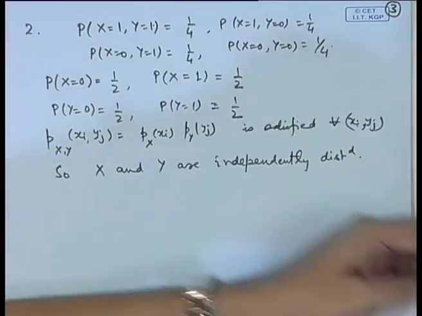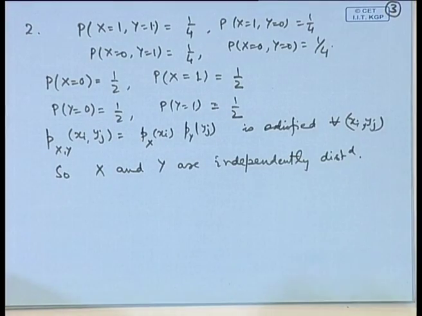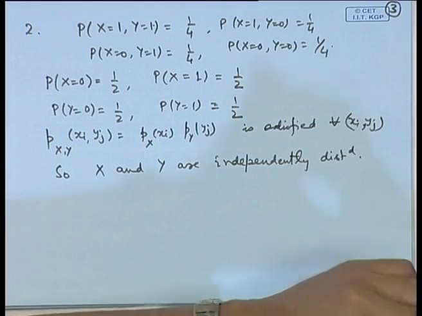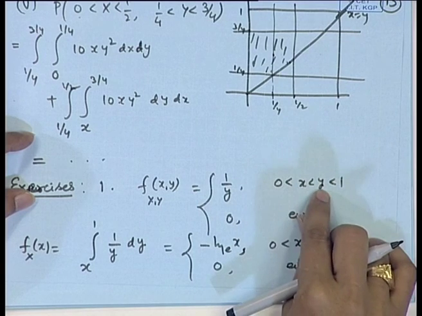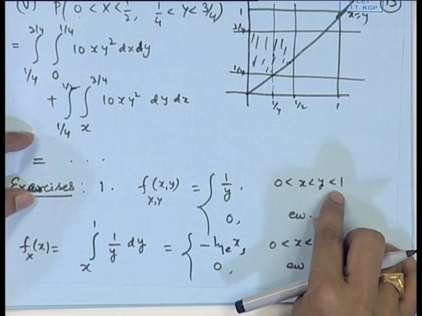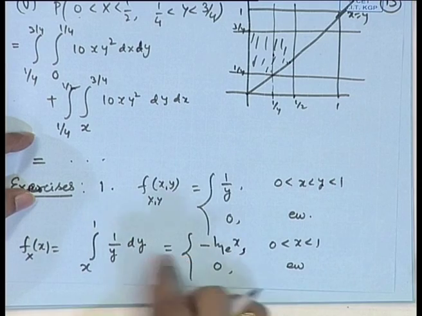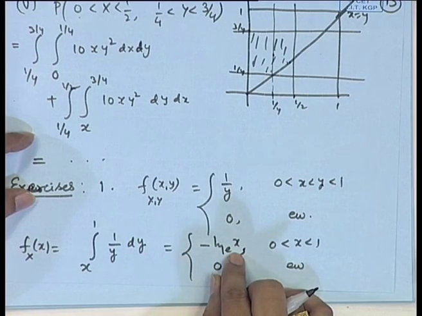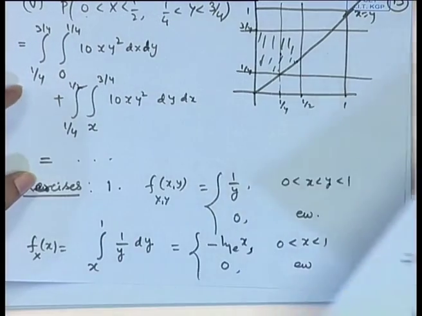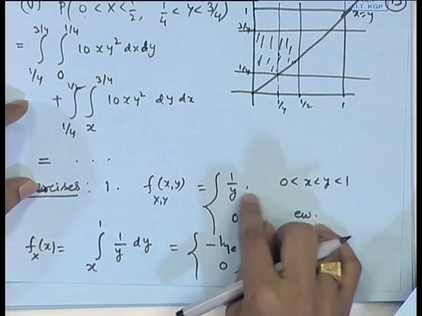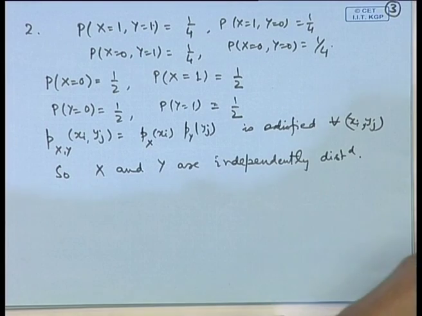If we consider another problem, say f(x,y) equal to 1 by y, satisfying a similar condition that 0 less than x less than y less than 1, then the marginal distribution of x is minus log of x and the marginal distribution of y is uniform. So, once again you can see that the product of these two does not give 1 by y. So, the distributions are not independent.